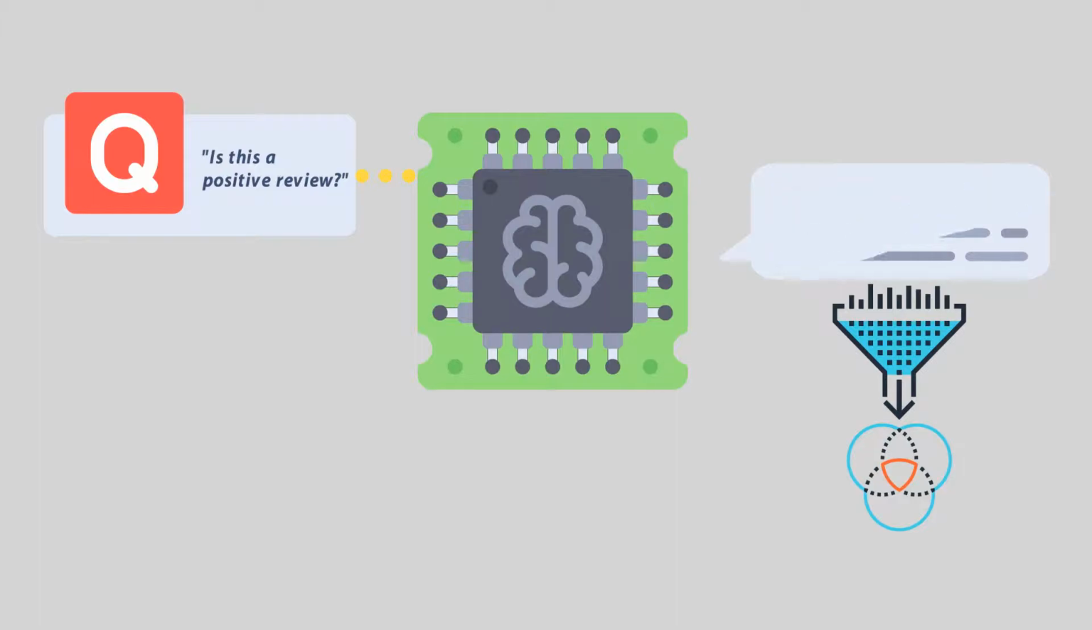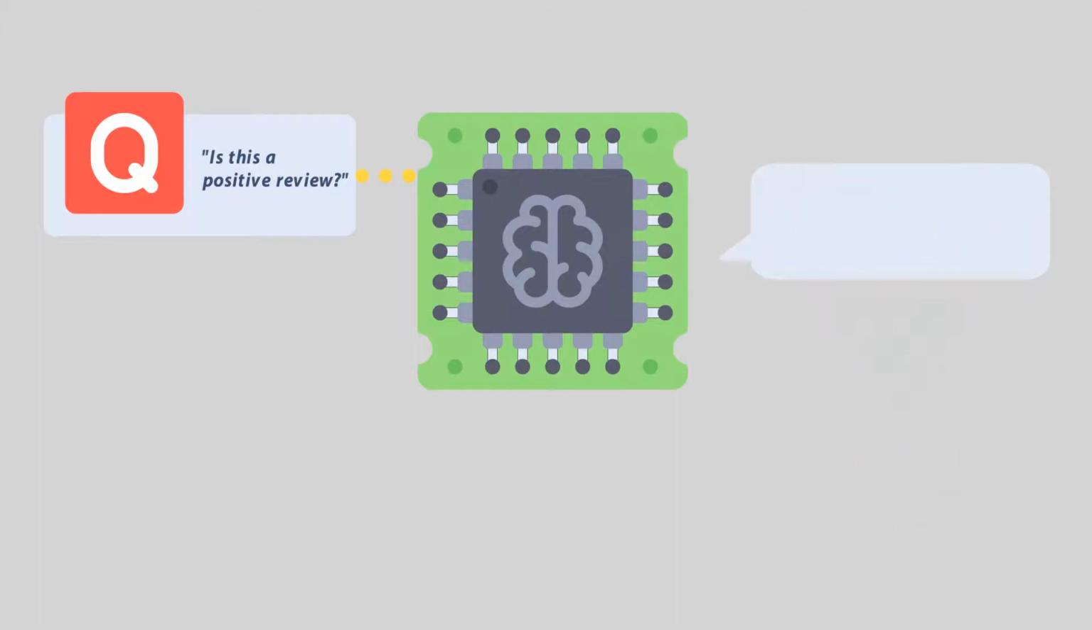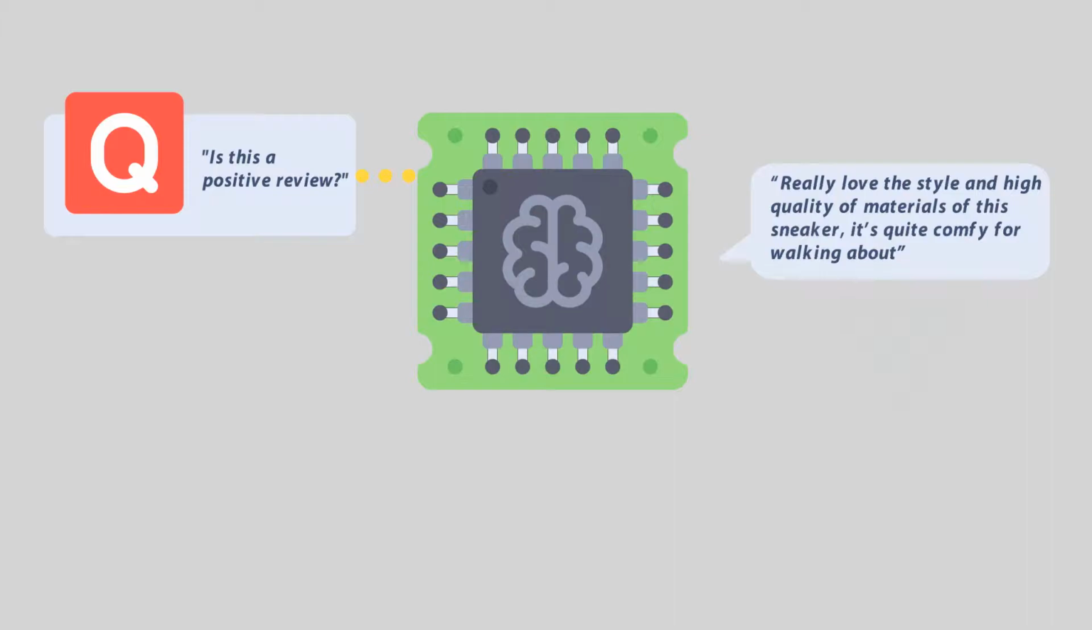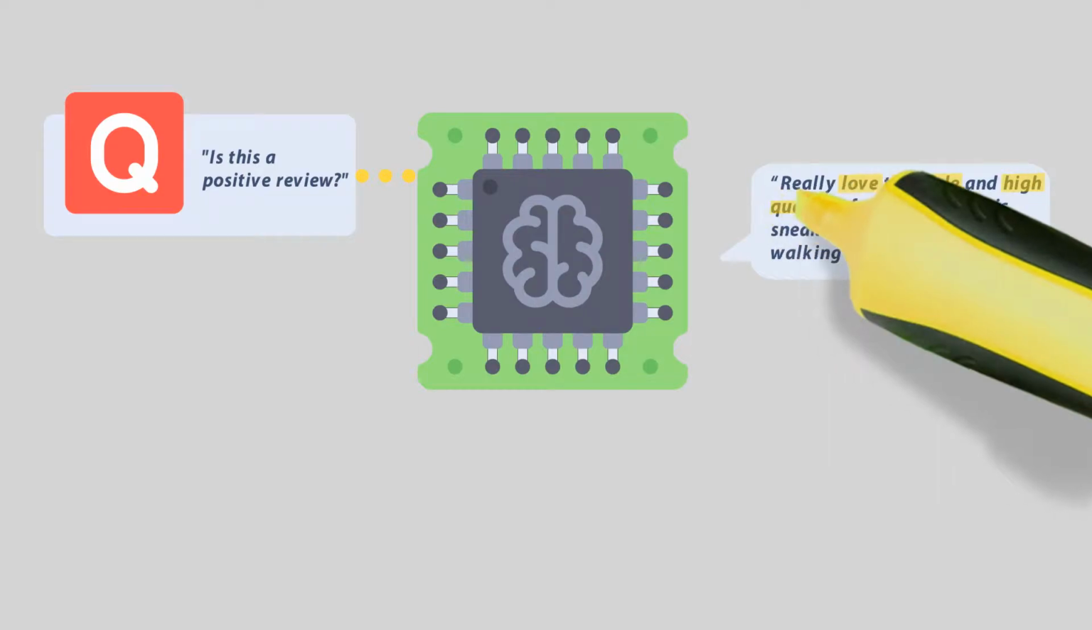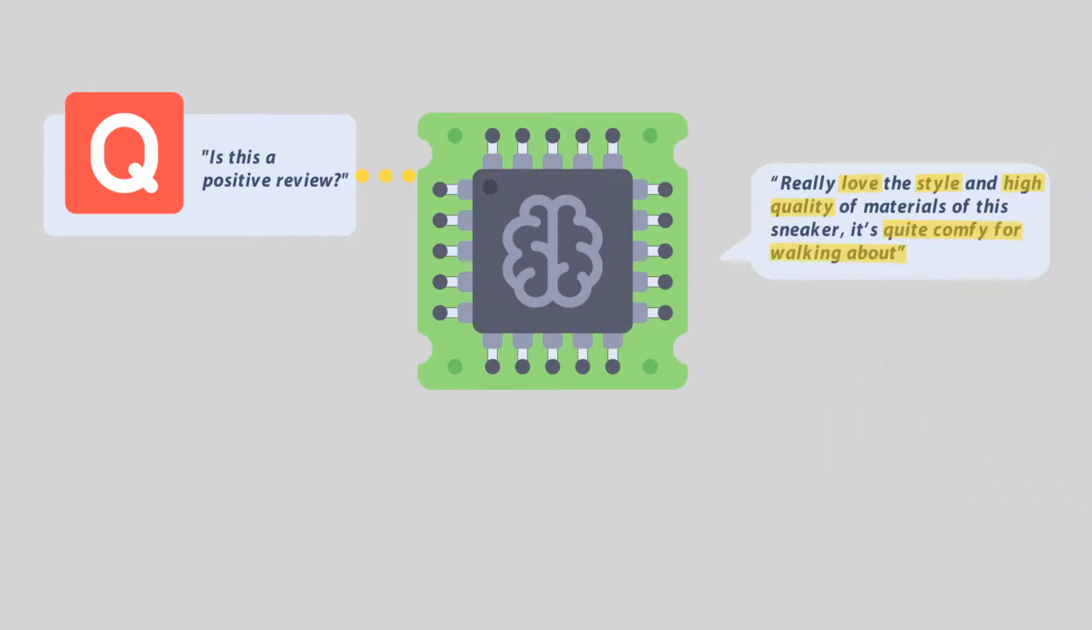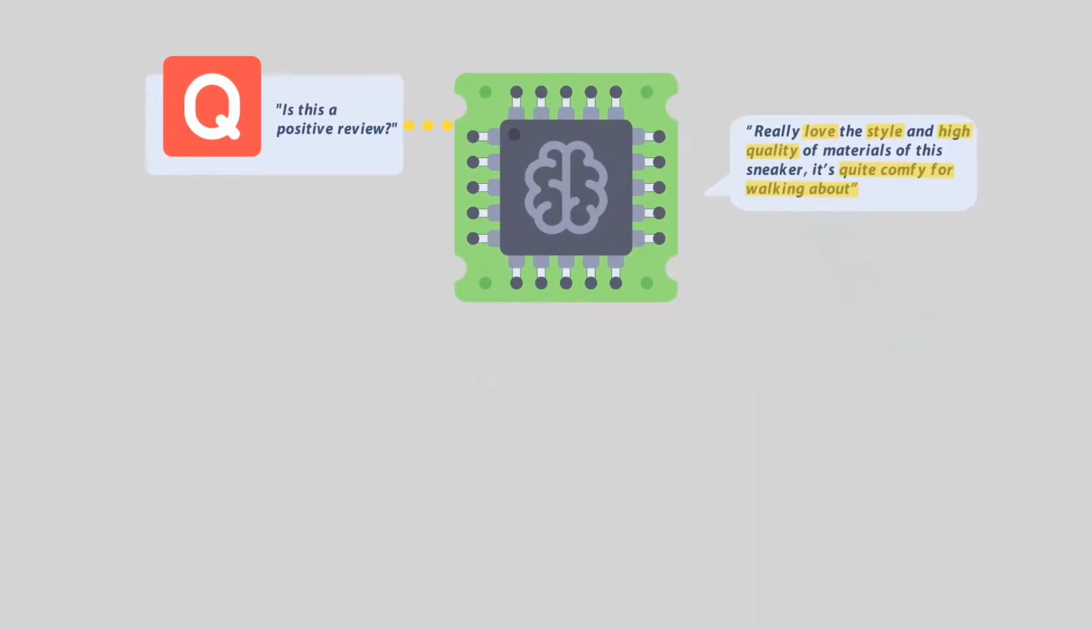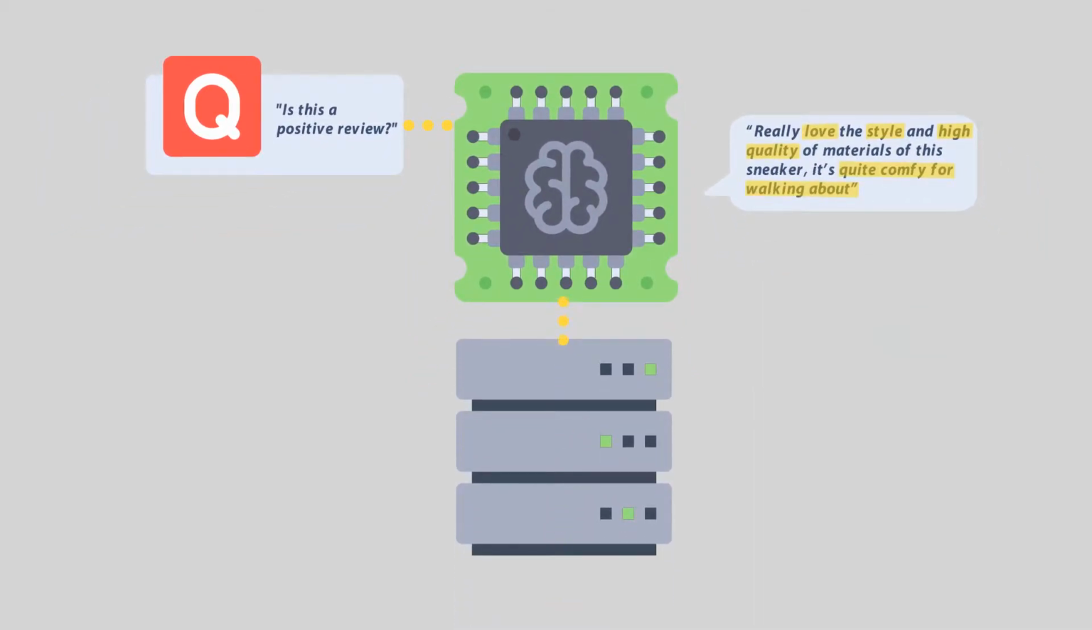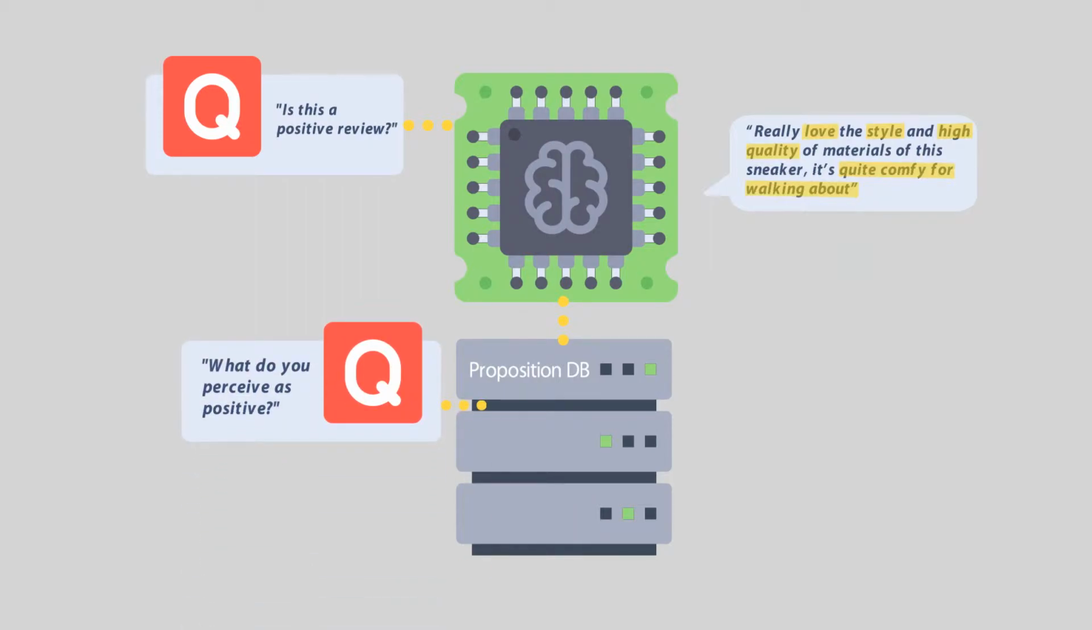Let's start with the first sentence of our review. Really love the style and high quality of materials of this sneaker. It's quite comfy for walking about. First, the system needs to understand the elements to love, style, high quality, and quite comfy for walking about. This is achieved by giving additional contextual information through access to a preposition database, or by simply asking you, what do you perceive as positive?